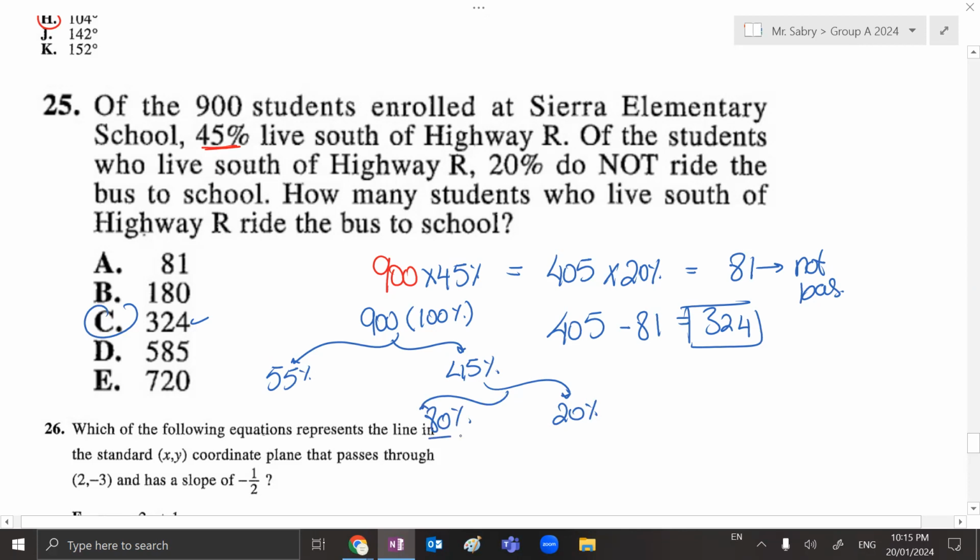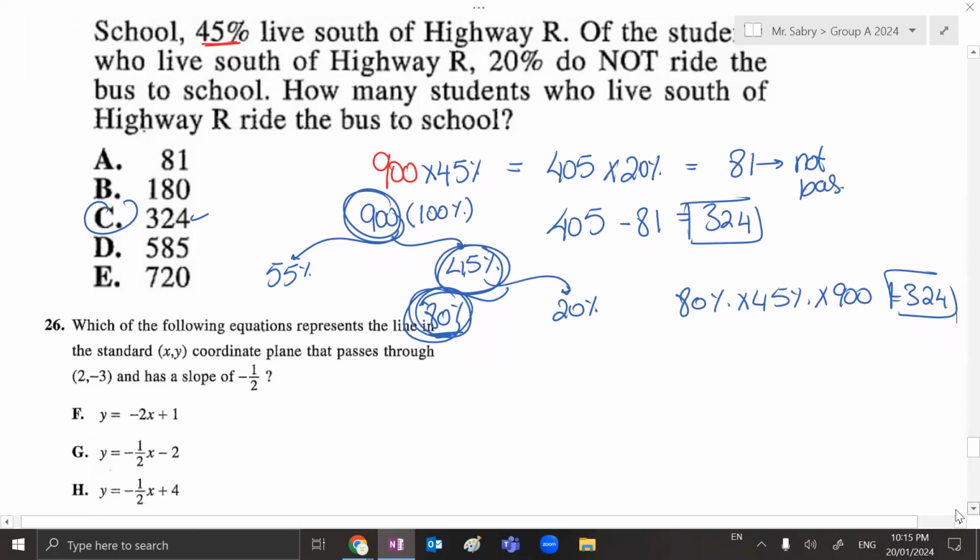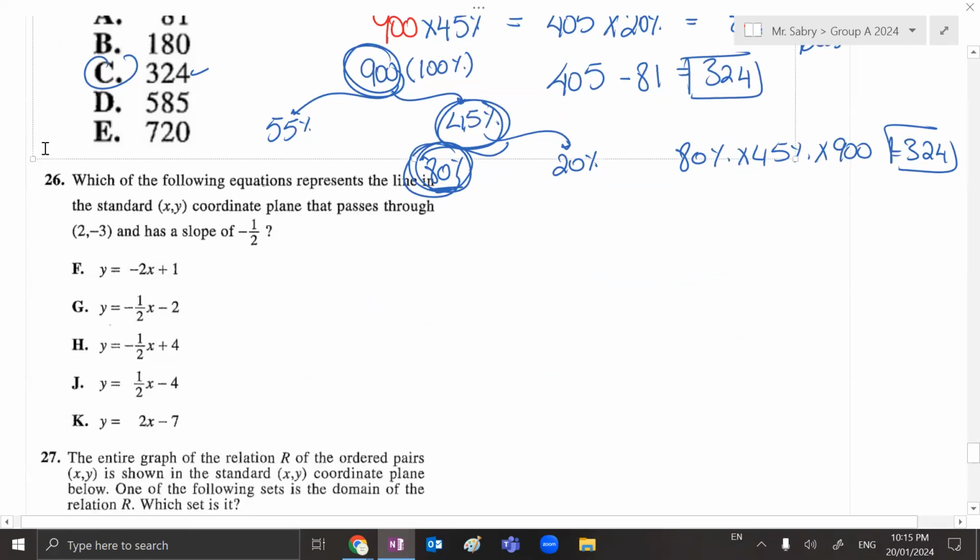Now, if I'd like to know the remaining is 80% of what, I'll have to multiply 80% times 45% times the 900. So if you do 80% times 45% times 900, it will get you to the same answer, 324. Does that make sense? Yes. The branches thing is important for later questions.